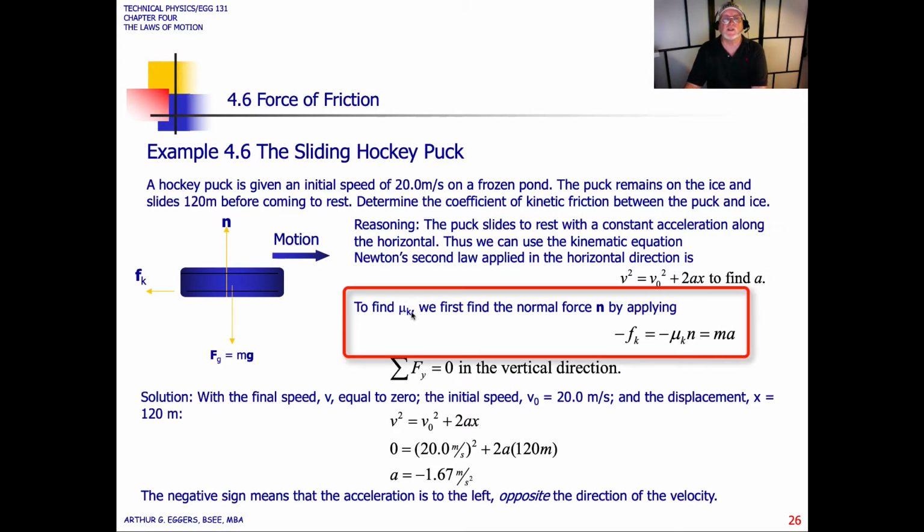So for us to find mu k, the kinetic coefficient of friction, we first find the normal force N by applying the relationship. In this case, minus F sub k is equal to minus mu k N, or since it's not in equilibrium, mass times acceleration. Remember, force is equal to ma. So we can start with that relationship.